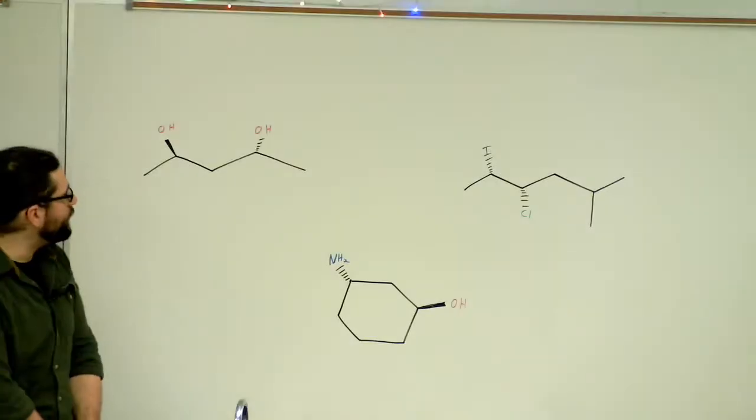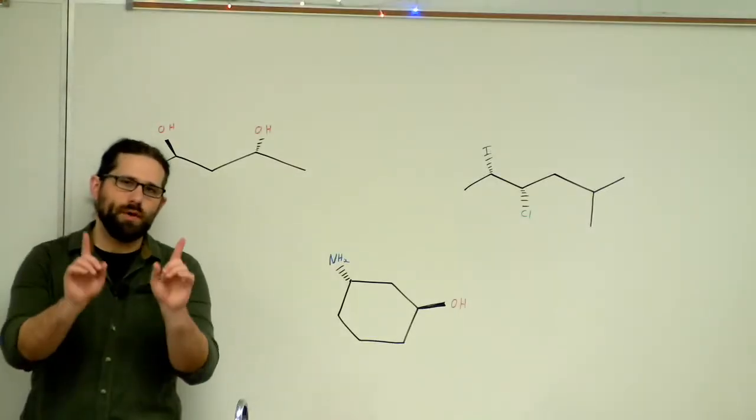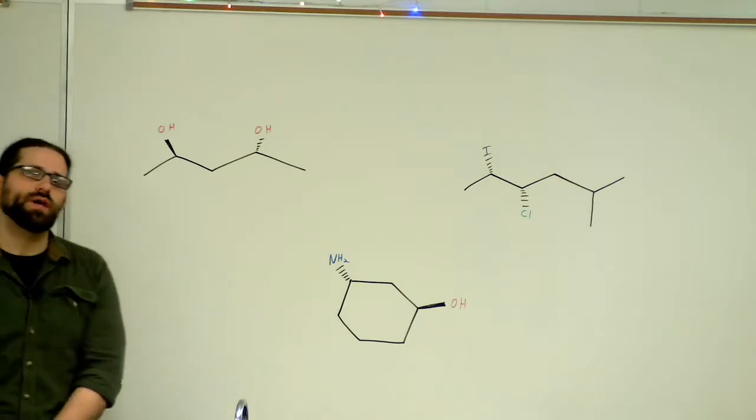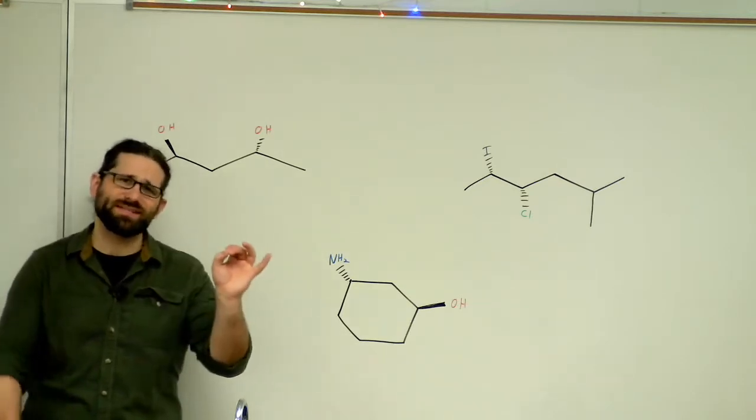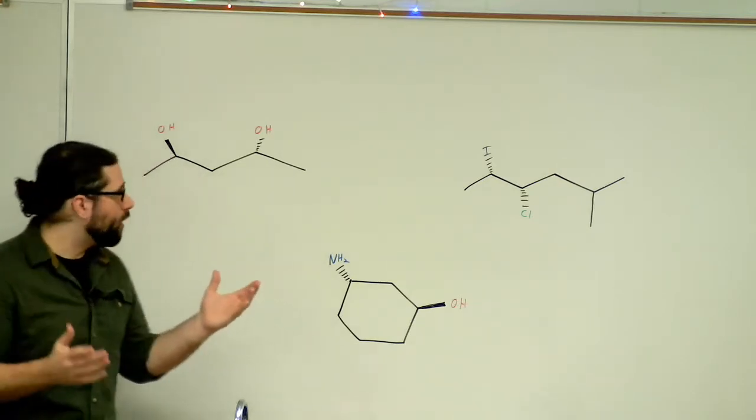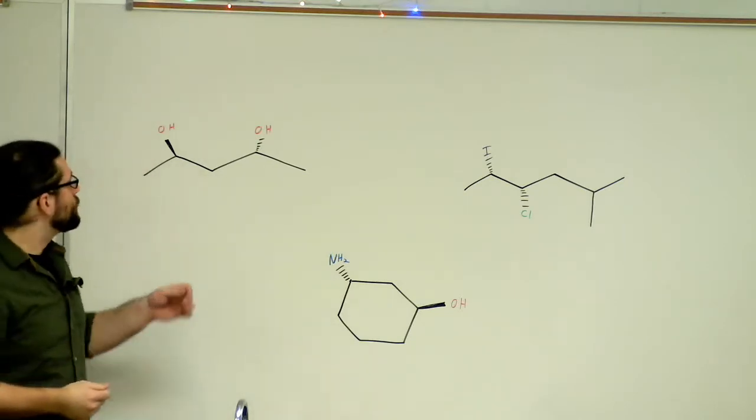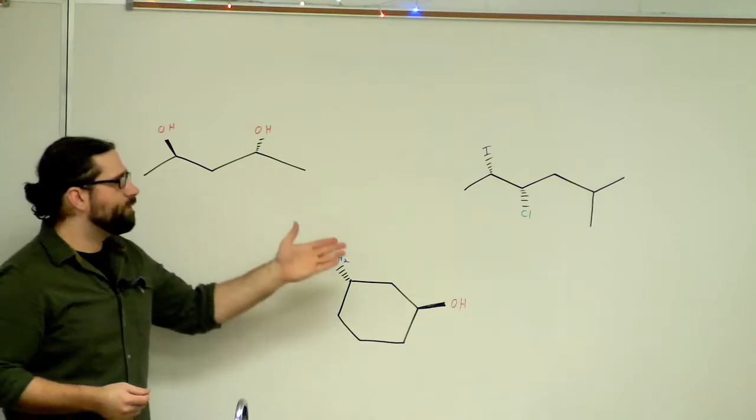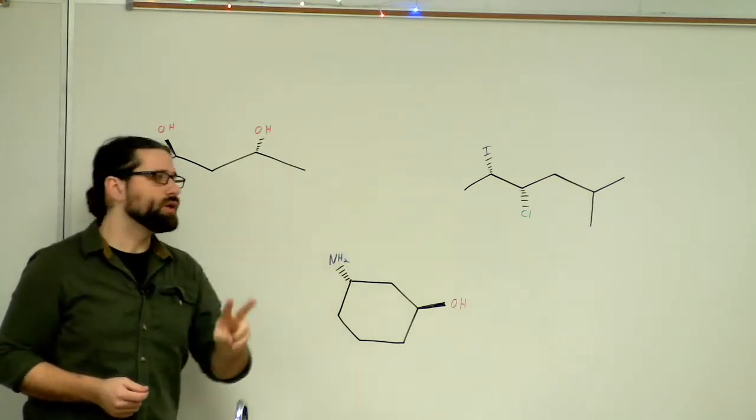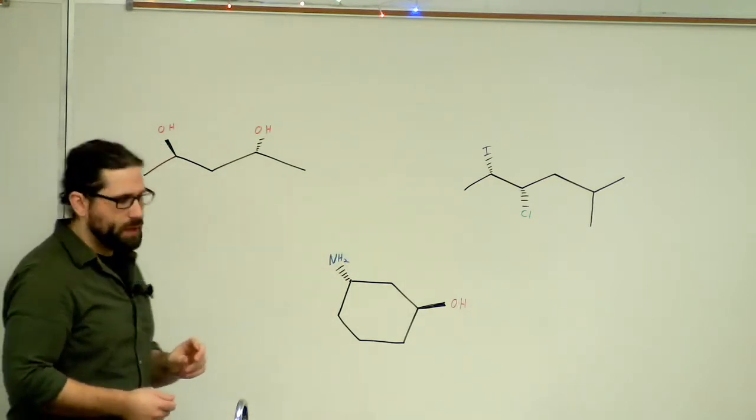So I have here 3 different compounds. We're not going to worry about naming these compounds. We're going to focus on being able to identify if they are rectus or sinister, just if they are right turning or left turning. Okay? So in each one of these, I have at least 2 stereocenters.